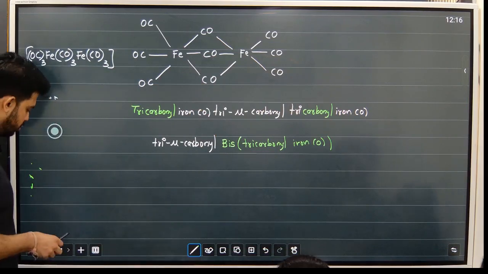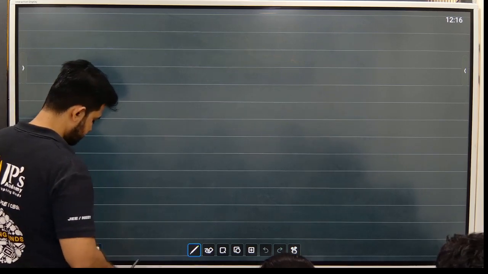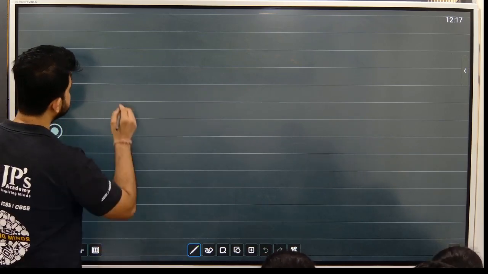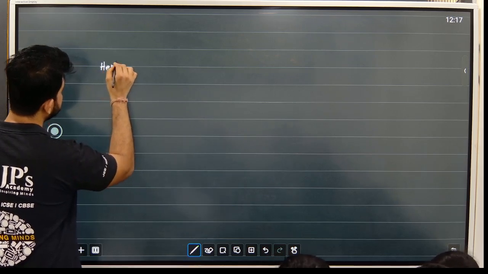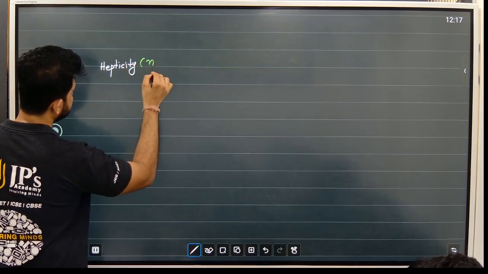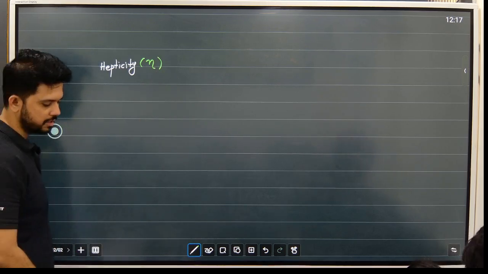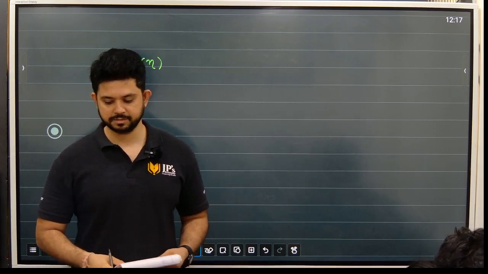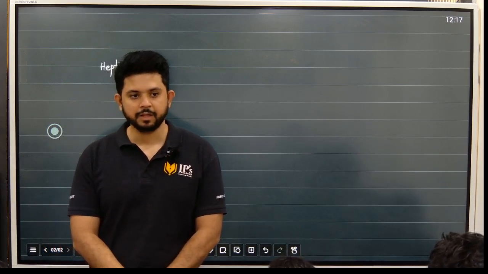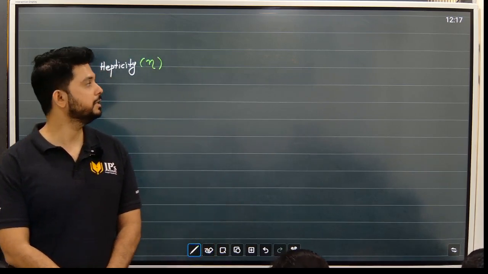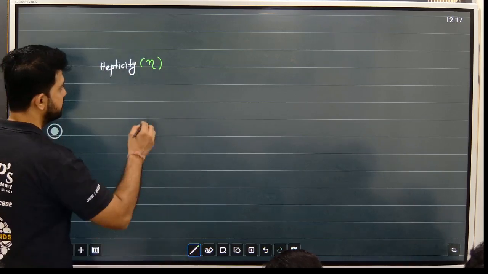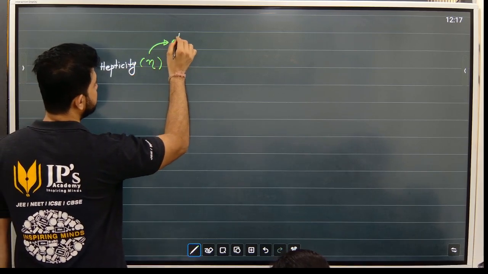Please write down non-classical ligands. Non-classical ligands. Now, just like classical ligands have something called denticity, non-classical ligands have something called hapticity. Hapticity is given by this symbol. What do we call this, people? Eta.